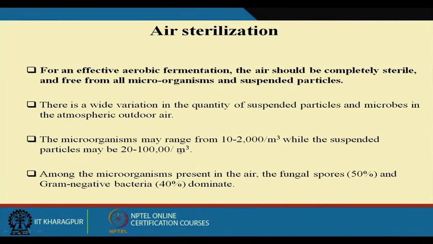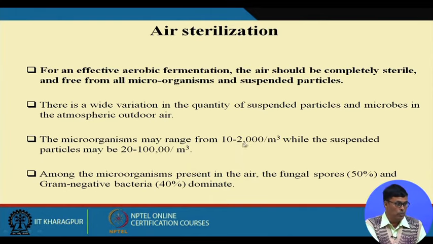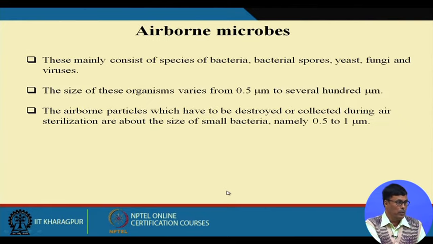So it is usually prescribed that you should be in a place where you have less particulate matter in the air. Now, the microorganisms may be in the range of 10 to 2000 per cubic meter, while the suspended particles might be about 10,000 per cubic meter. Among the microorganisms present in the air, fungal spores at 50% and gram-negative bacteria at 40% are the dominant ones.